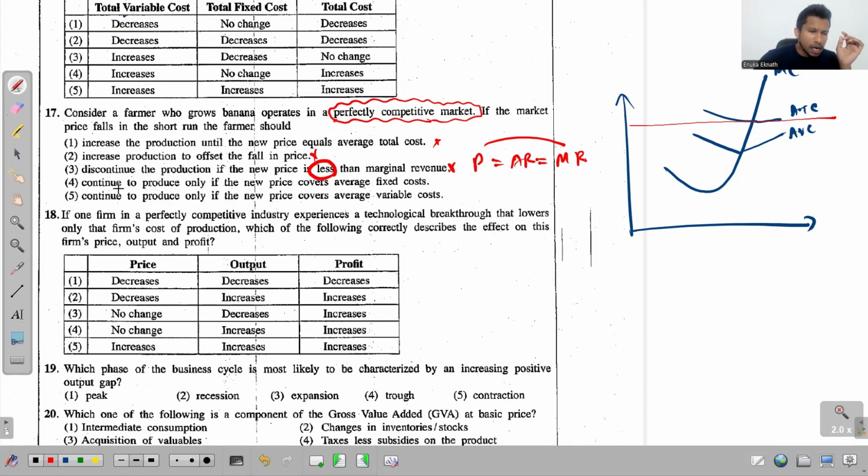The fourth one, continue to produce only if the new price covers average fixed cost. That's not it. We do not try to cover the average fixed cost in the short run. In the short run, we just try to cover at least the average variable cost, because if we can cover at least the average variable cost.